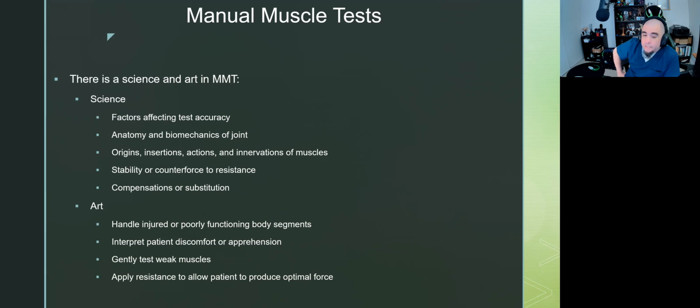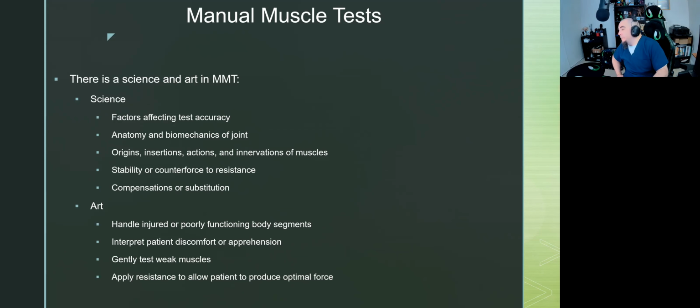The art to it is handling those patients that are really injured or poorly functioning. Keep an eye on that patient. Be watching their face, watching their reactions to you. Be gentle when you're testing weak muscles, and then move up in your force as they get stronger. And then apply resistance to allow the patient to provide their optimal force, not to resist your maximal force, right?